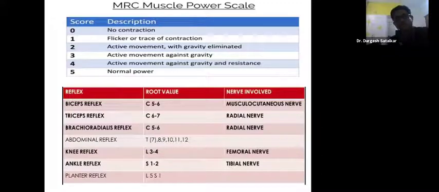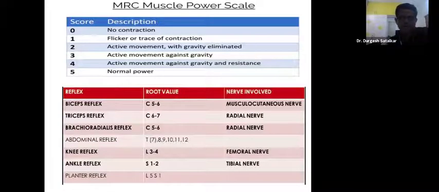Then coming to the reflexes, in the upper extremity we have 3 reflexes: biceps reflex, triceps, and brachioradialis. The nerve root value is C5, C6 for biceps, C6, C7 for triceps, and brachioradialis reflex is usually C5 to C6. The nerve involved for the biceps reflex is the musculocutaneous nerve. For triceps and the brachioradialis, it is the radial nerve.